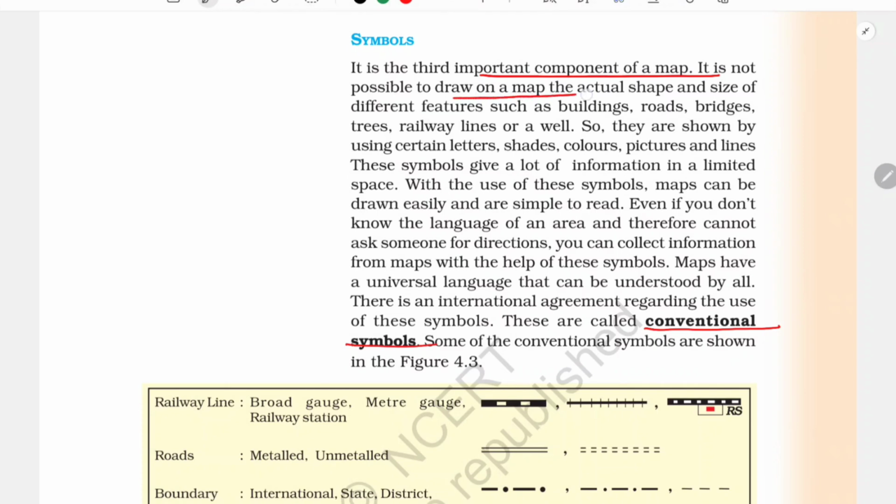It is not possible to draw on a map the actual shape and size of different features such as building, roads, bridge, trees, railway lines or well. It is not possible, isn't it? So they are shown by using certain letters, shades, color, pictures and line. This symbol gives a lot of information in a limited space.